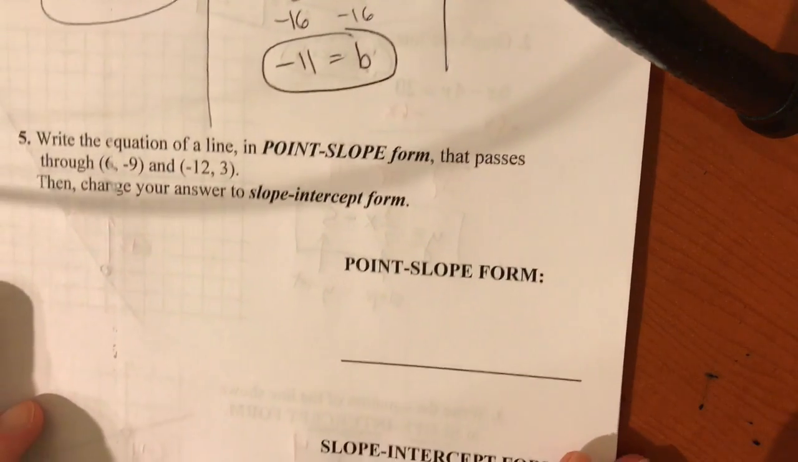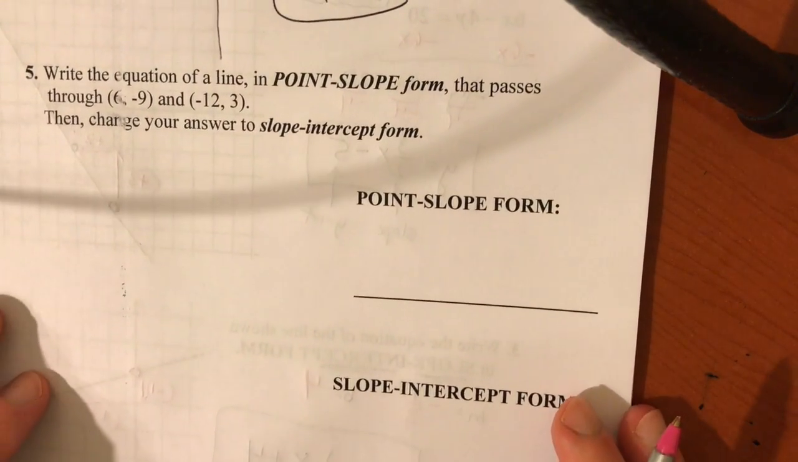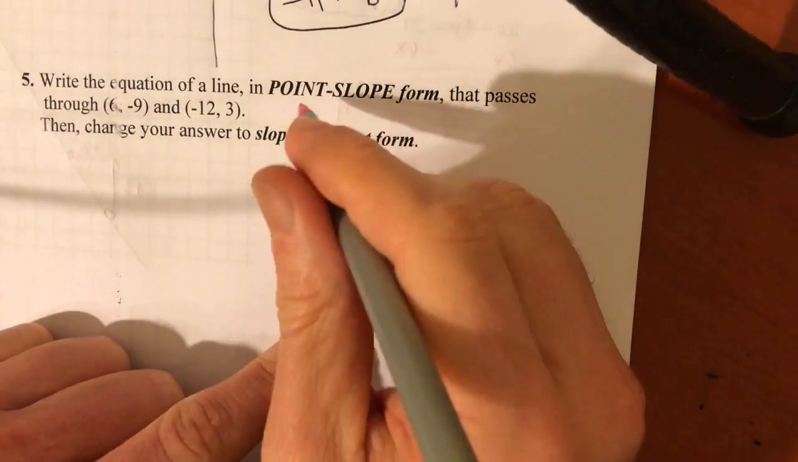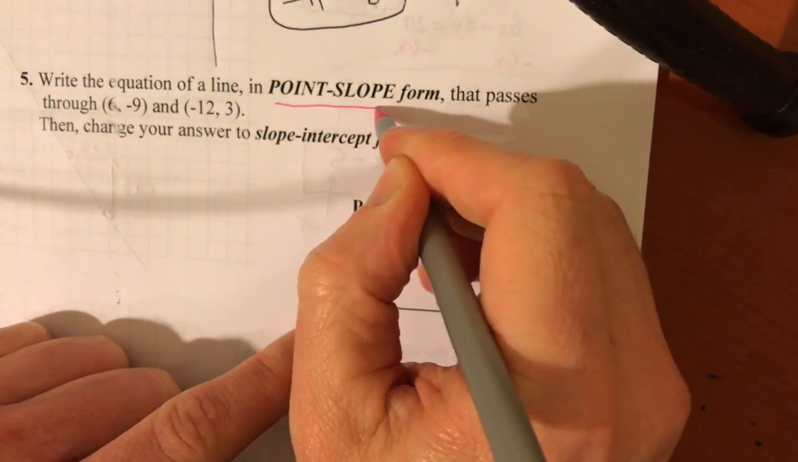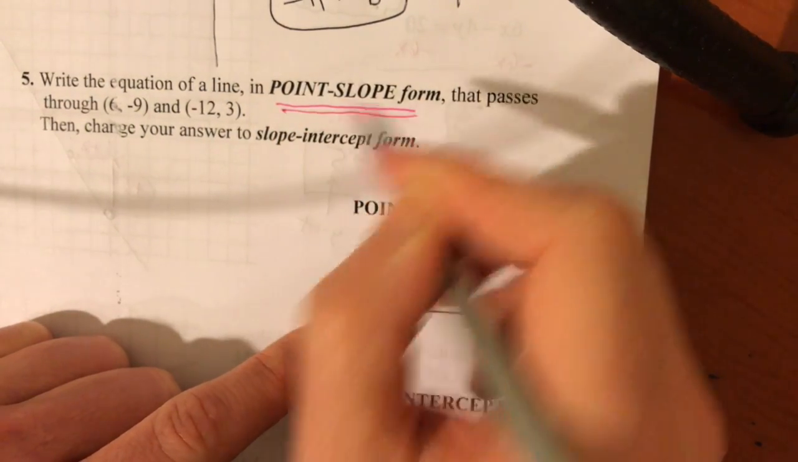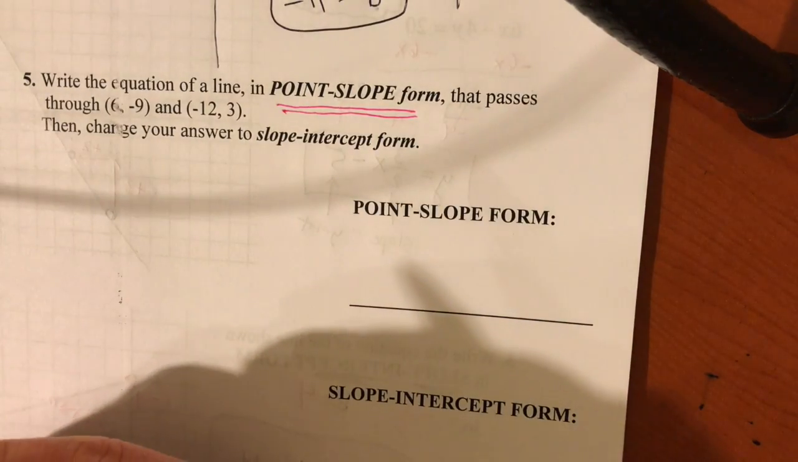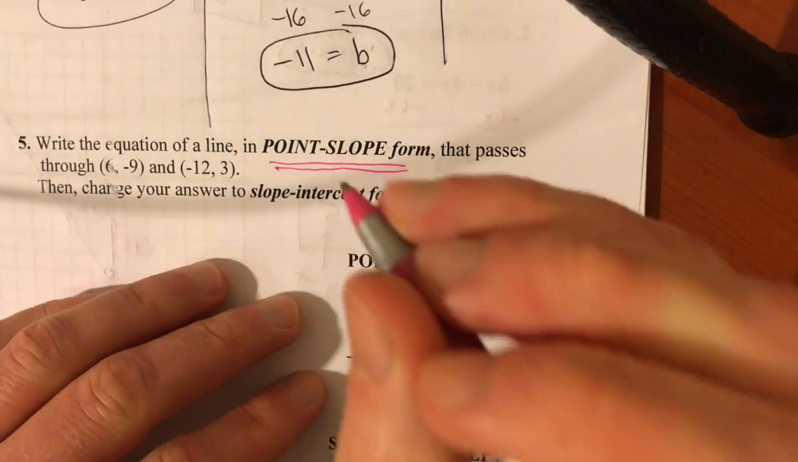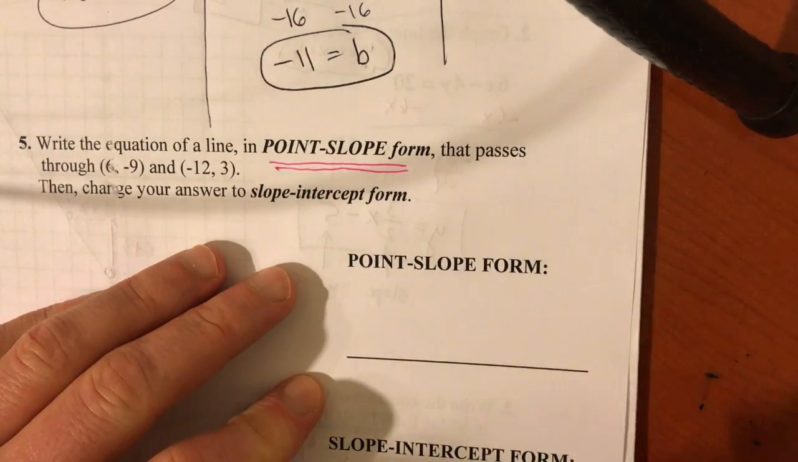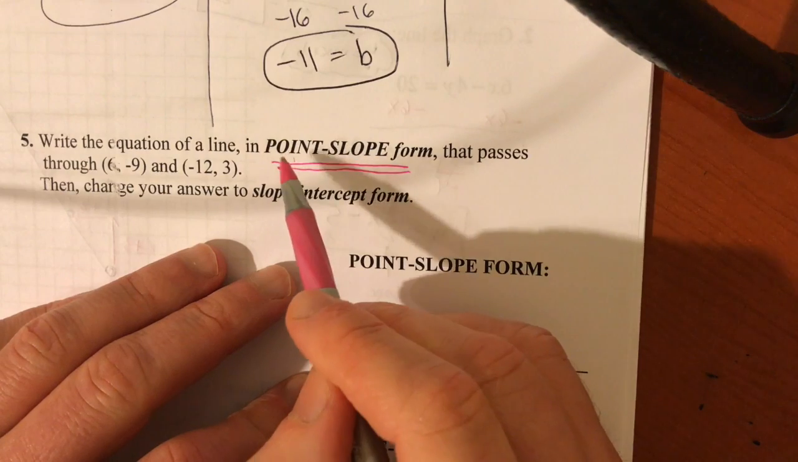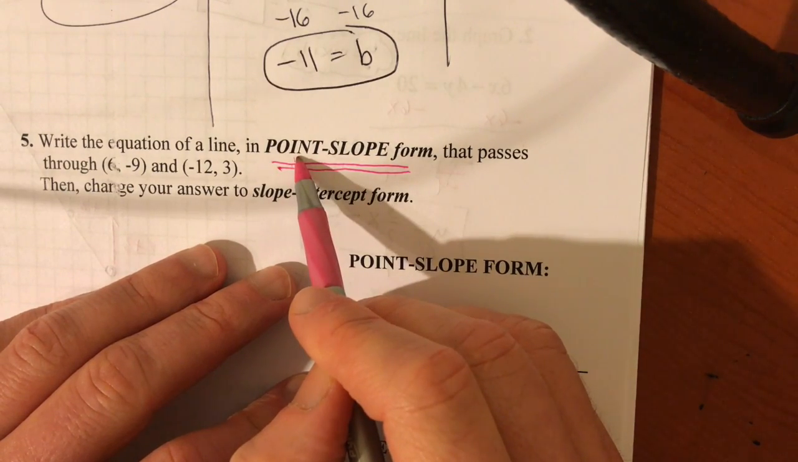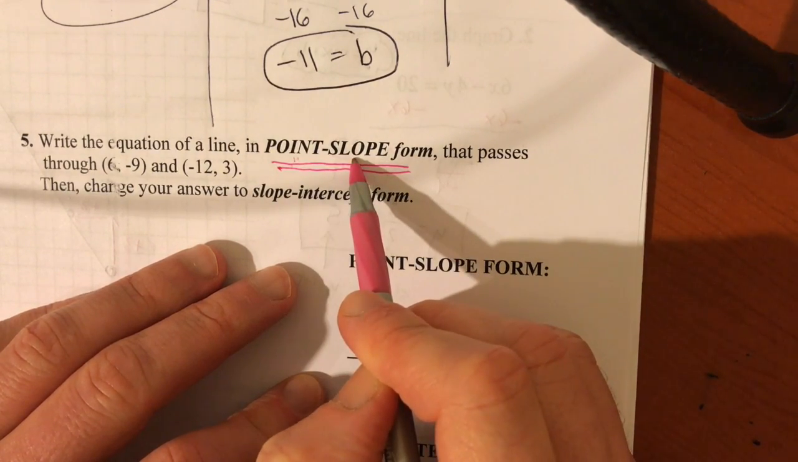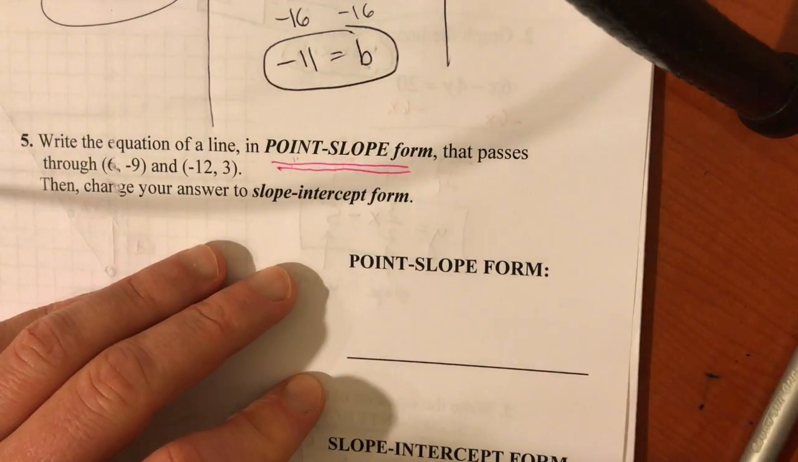Okay, and so last problem here. We're going to write the equation of a line. This time we're going to do it in point-slope form. Point-slope form definitely was not as common as slope-intercept form for you guys. So here's what point-slope form looks like. It was if you had a point, just any random point on the line. It didn't have to be the y-intercept. And the slope. Then you could do this.